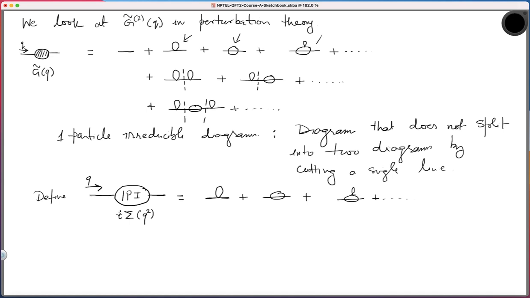Why I have chosen a factor of I here, you will see the relevance of it. But that's a definition. And remember that I times sigma of Q square, which is the sum of these one particle irreducible diagrams, is a function of Q square, and will also be a function of m square and lambda. Because m square and lambda are the parameters that enter into your calculations. So of course it is going to depend on all of these, but I'm going to suppress m square and lambda and just write Q square.